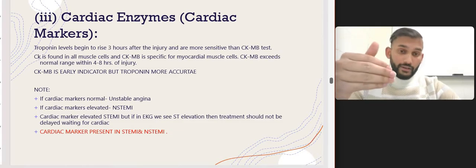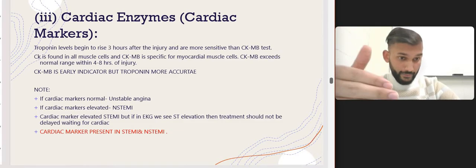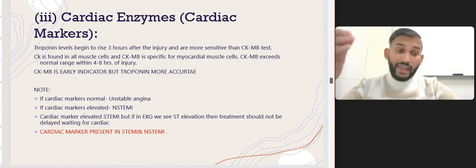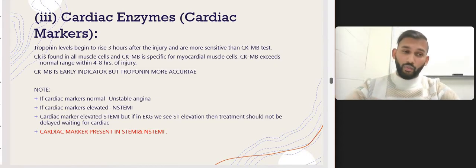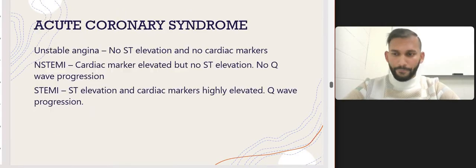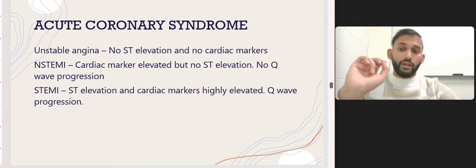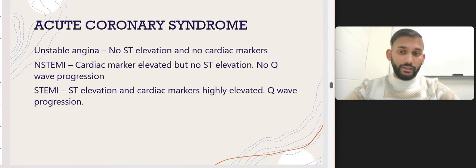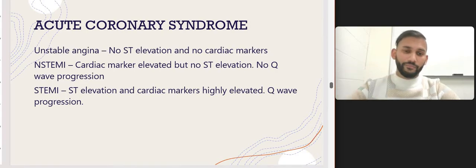The other thing is cardiac markers are present in STEMI and non-STEMI, but they're not present with unstable angina. Okay. Then again, one more time, unstable angina has no ST elevation, similar to non-STEMI, but the only difference between NSTEMI and unstable is you'll see no cardiac marker in unstable, but there will be a cardiac marker in non-STEMI and STEMI. Okay.